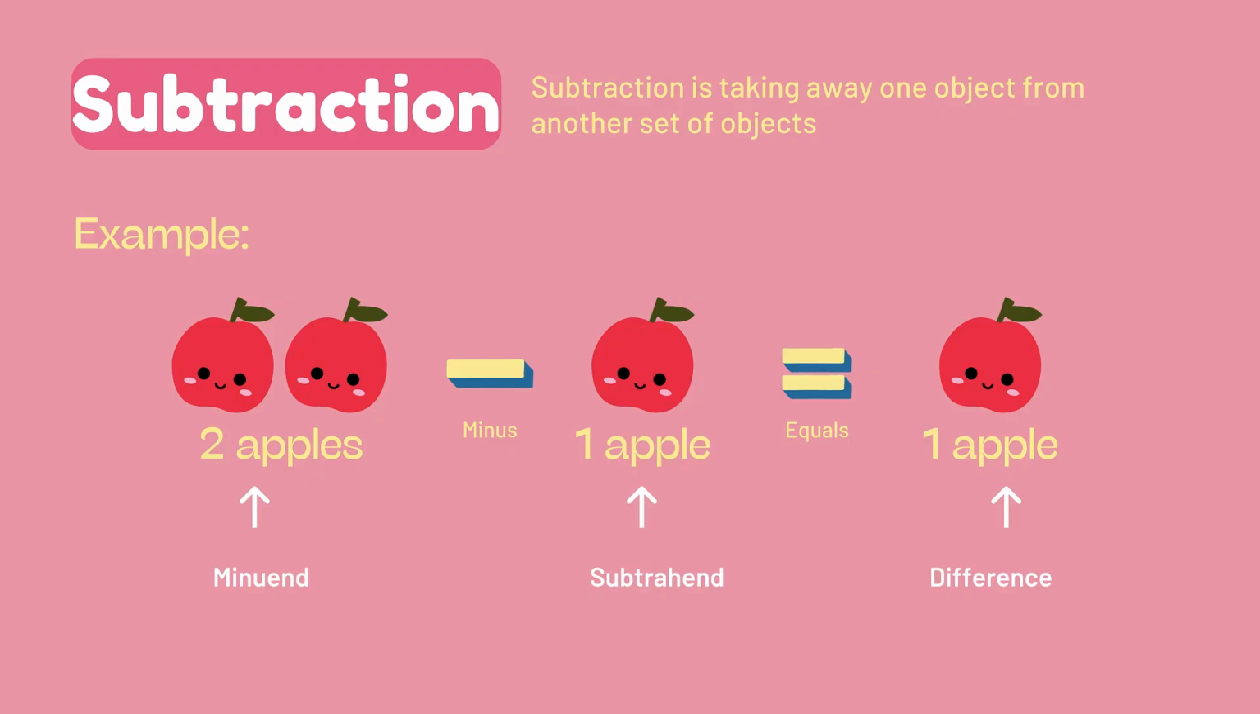Subtraction. Subtraction is taking away one object from another set of objects. Example: 2 apples minus 1 apple is equal to 1 apple.